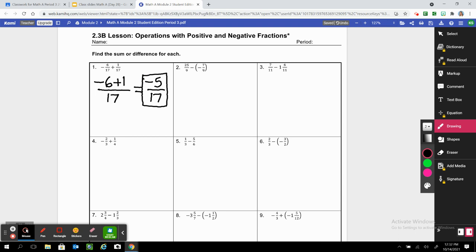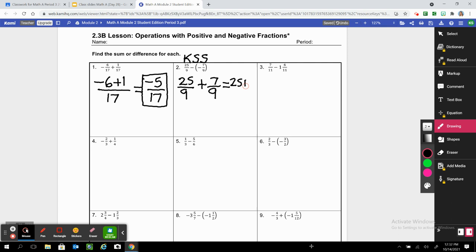For number 2, remember, same rules apply with our keep, switch, switch method. So I'm going to keep the 25 over 9 exactly the same. And the reason why I'm going to switch my negative and a subtraction to an addition is because we always add the opposite. So I'm going to rewrite my expression as addition. I didn't have to do that for problem number 1 because it was already an addition problem. But anytime I see subtraction, I want to change it to adding the opposite.